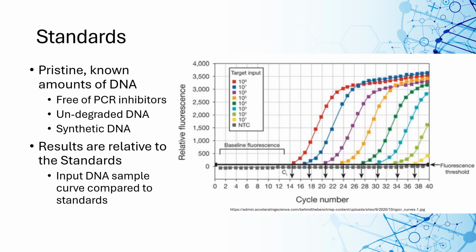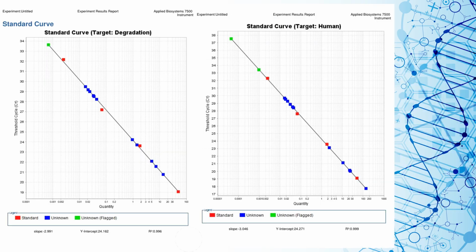As a result, your quantitation results are only as good as the standards that you use, so quality control checks of standards are important to ensure accurate qPCR results. These standard curves are examples of the degradation target and human target. Generating standard curves helps us determine if a PCR was efficient and free of contamination. As mentioned, the results of a qPCR are only as good as the standards used in the reaction.